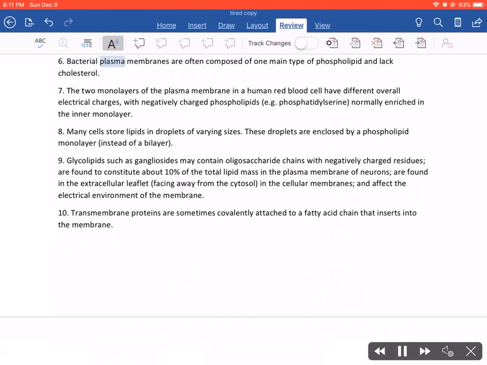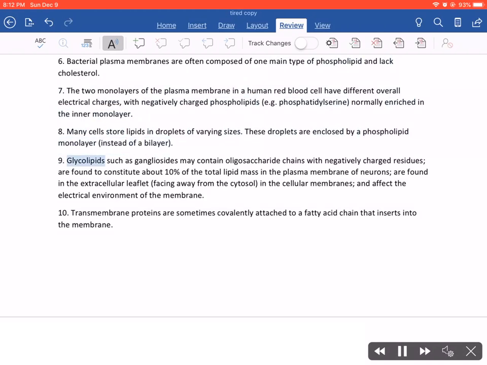6. Bacterial plasma membranes are often composed of one main type of phospholipid and lack cholesterol. 7. The two monolayers of the plasma membrane in a human red blood cell have different overall electrical charges, with negatively charged phospholipids, for example phosphatidylserine, normally enriched in the inner monolayer. 8. Many cells store lipids in droplets of varying sizes. These droplets are enclosed by a phospholipid monolayer, instead of a bilayer.